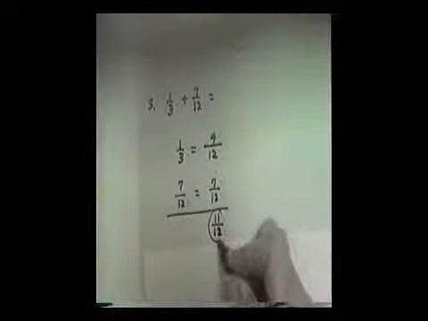Most people prefer to write the numbers vertically, 1/3 and 7/12, one below the other. Common denominator of 12. 3 goes into 12 4 times. 4 times 1 is 4. 12 goes into 12 one time. 1 times 7 is 7. That gives us 4 12ths and 7 12ths. We add those and get 11 12ths. So 1/3 plus 7/12 is 11/12.